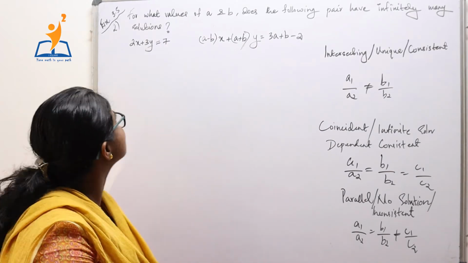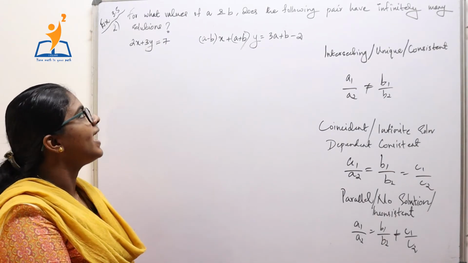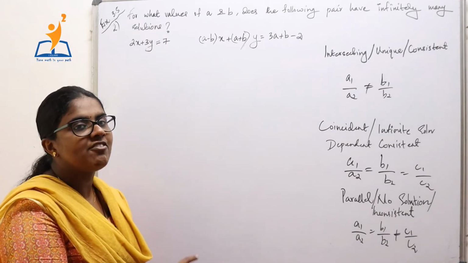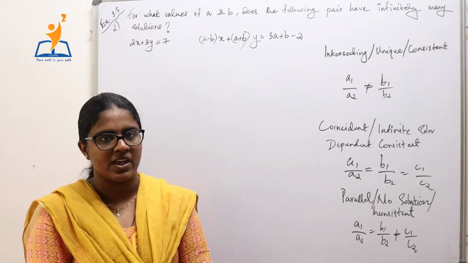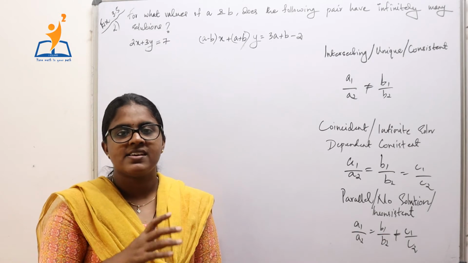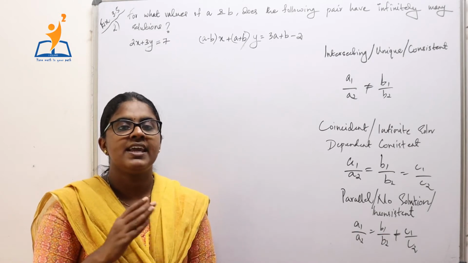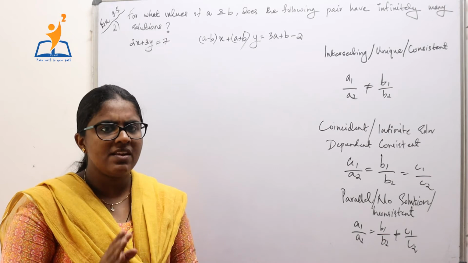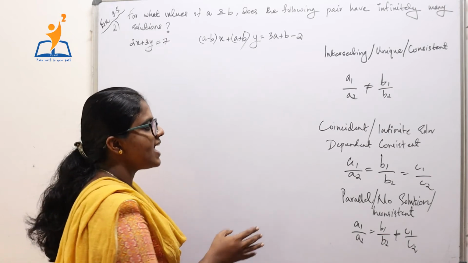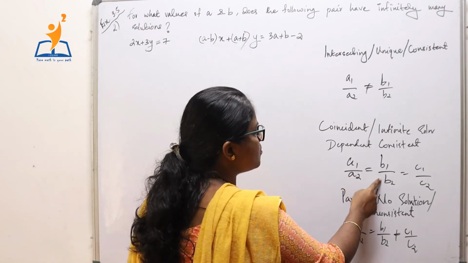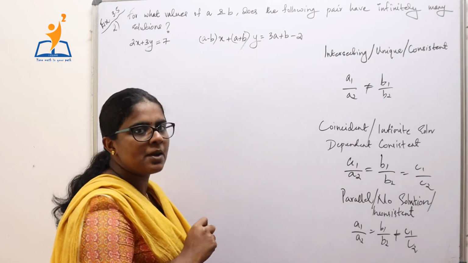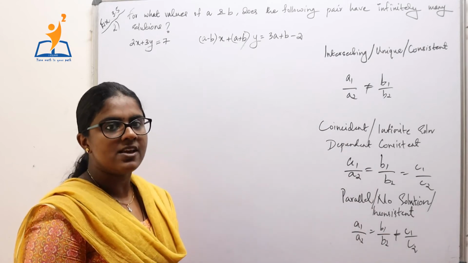Now the second question is, for what values of a and b does the following pair have infinitely many solutions? We are given a pair of linear equations in two variables and we want to find the values for a and b such that this pair have infinitely many solutions. When will a pair of linear equations have infinitely many solutions? We know that if a1 by a2 equals to b1 by b2 equal to c1 by c2, the particular pair will have infinitely many solutions.